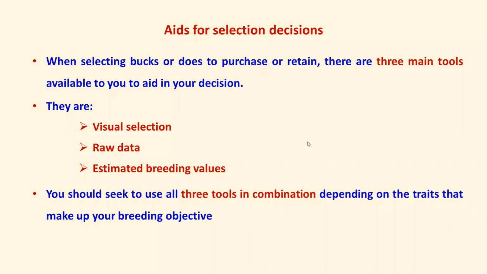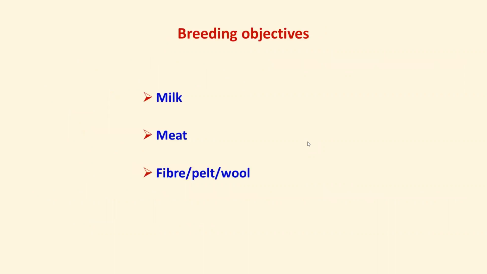We should combine. That is the best way to select the best male and female animal in your breeder farm. Now before going into selection, you have to first choose the breeding objective. That is, whether you want to select the animal for meat, milk, or fiber pelt.